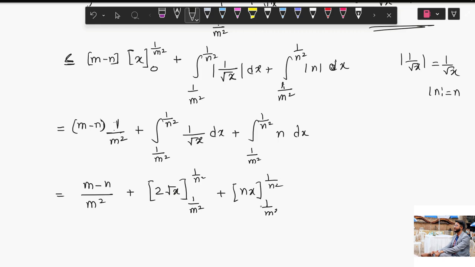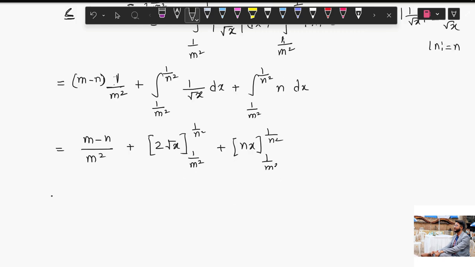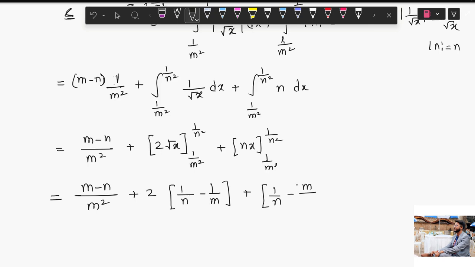Now I'm just putting in its values, so I can write this as m minus n by m square plus 2 into 1 over n minus 1 over m, plus again I can write it as 1 by n minus n by m square.